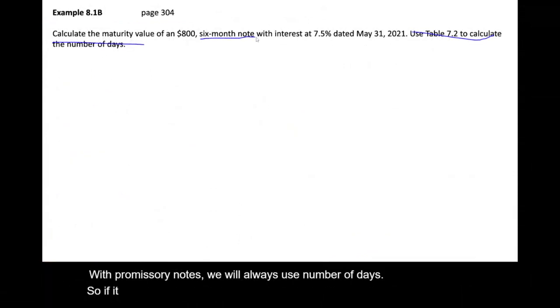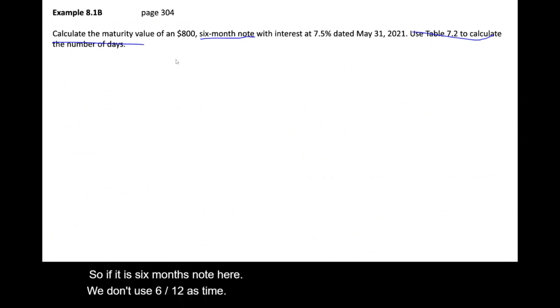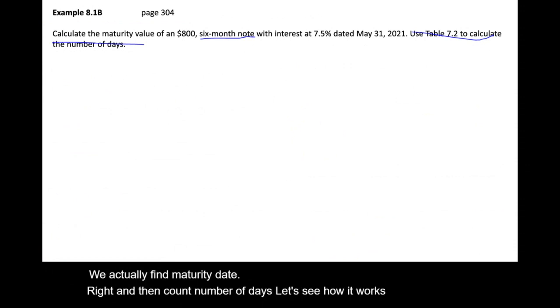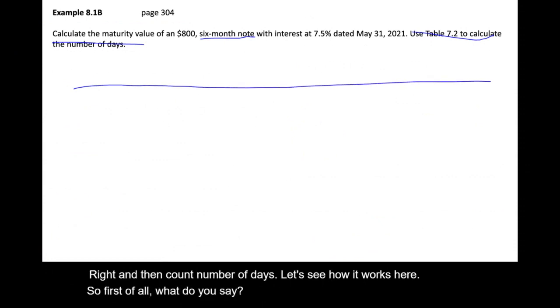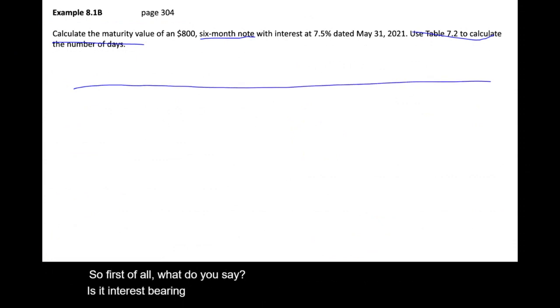So if it is a 6 months note here, we don't use 6/12 as time. We actually find the maturity date, right? And then count the number of days. Let's see how it works here. So first of all, what do you say? Is it an interest-bearing note or a non-interest-bearing note?